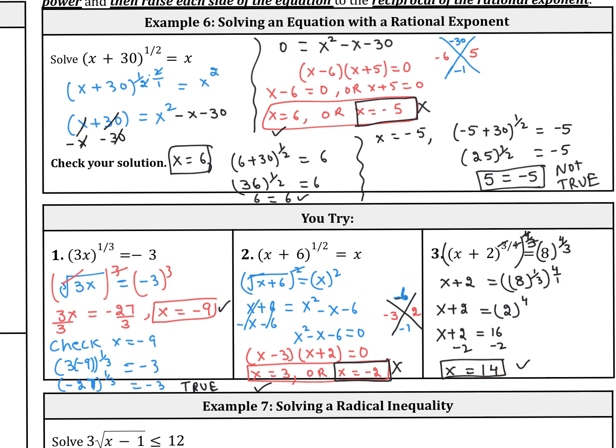When you check this, you can plug it in here. 14 plus 2 is 16. So to check, that is 14 plus 2 to the power 3/4, and that is 16 to the power 1/4 and the power 3 outside. 16 to the power 1/4 means the 4th root of 16. And that is 2. And 2 cubed is 8. 8 is equal to 8.